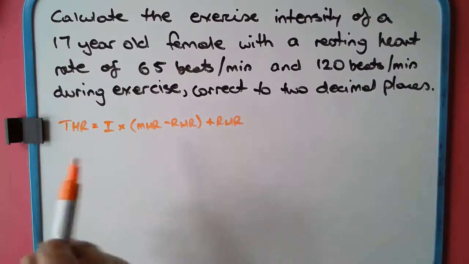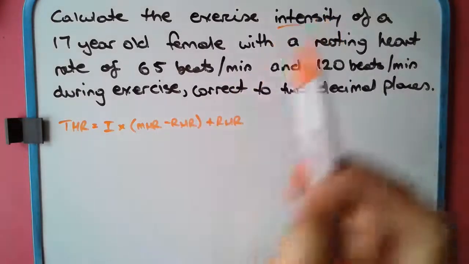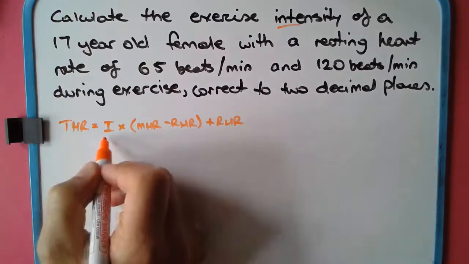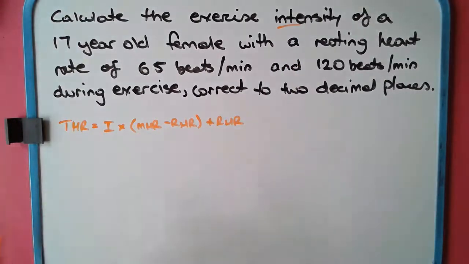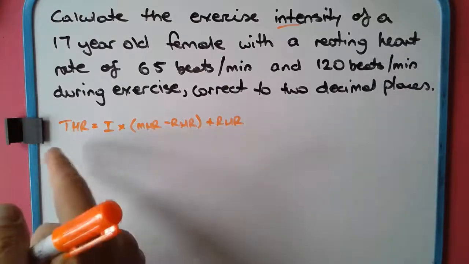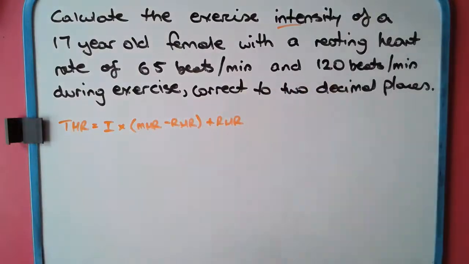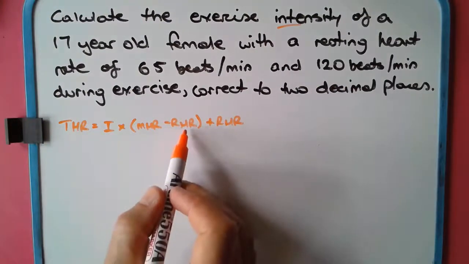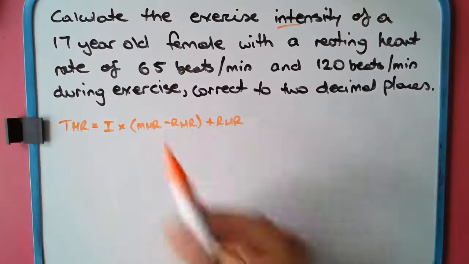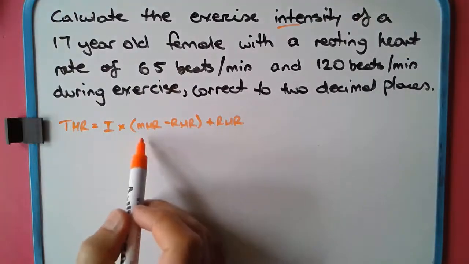All right. So what we need to find is the exercise intensity. That's the I. We do know some other things. We know the target heart rate: she's exercising at 120 beats per minute. We also know the resting heart rate, which is 65 beats per minute. What we don't know though is the maximum heart rate.